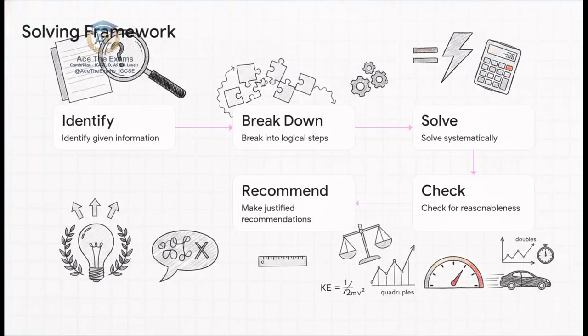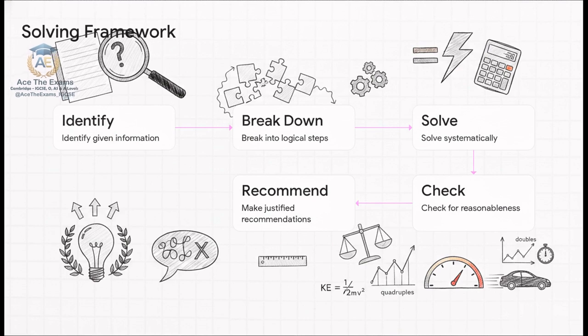Okay, let's walk step by step through this precise deconstruct, solve, evaluate sequence. This is exactly what examiners look for when awarding method marks. Step 1, identify given information. Scrape the question for data and write down your variables on the side. F equals 50 newtons, D equals 10 meters.